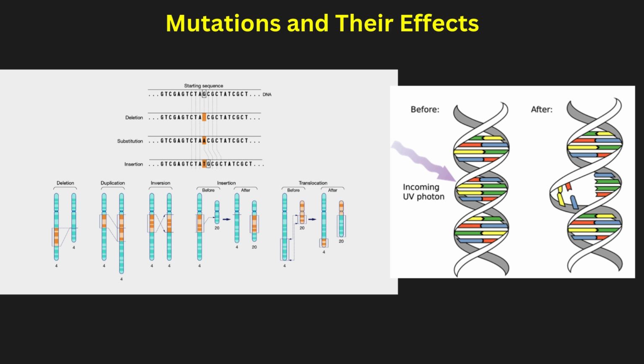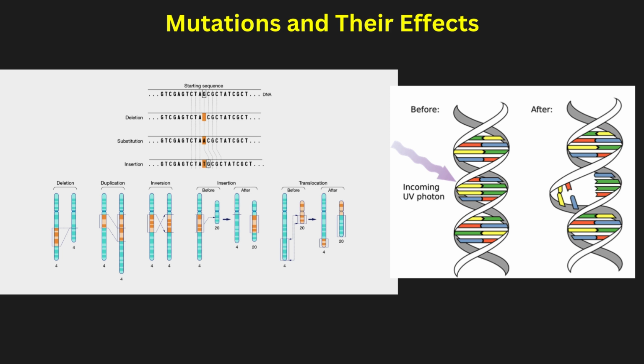So now, mutations and their effects. Mutations are permanent changes in the DNA sequence that can be beneficial, neutral, or harmful. They occur due to errors in DNA replication, or exposure to radiation or chemicals. Types of mutation include point mutation, insertion, deletion, chromosomal mutation. Some mutations drive evolution while others cause diseases like sickle cell anemia, cancer. Genetic research focuses on identifying mutations, preventing genetic diseases, and developing treatments like CRISPR gene editing.